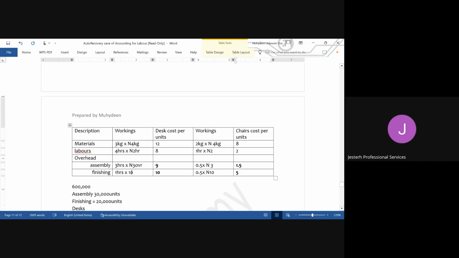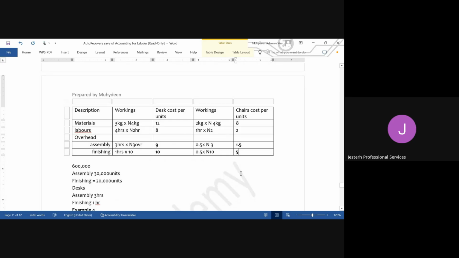Finishing is just 1 hour, and our allocated overhead based on finishing is 10 naira. So 1 hour in the finishing department multiplied by the 10 naira of overhead allocated means it's going to give us 10 naira per unit of decks under the finishing department. And then the same thing applies to these ones. So how much are we going to spend in total? That is where another thing comes in. Now you say 12 naira plus 8 plus 9.